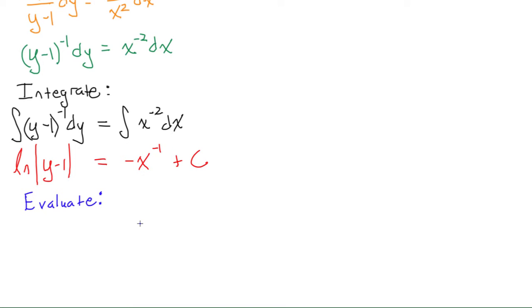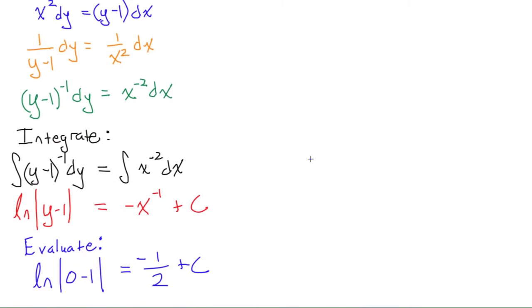So my x is 2, this thing is 2. So it's going to be negative 1 over 2 plus c is equal to natural log of absolute value 0 minus 1. Wait, did I do that right? I did, okay.